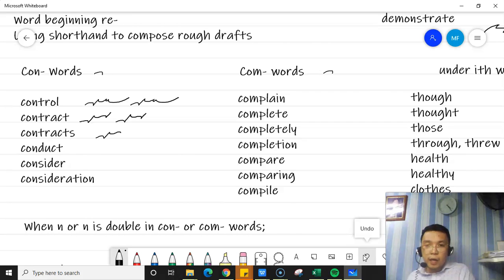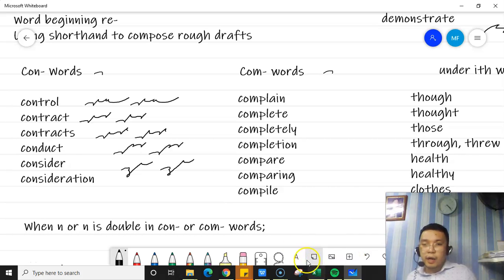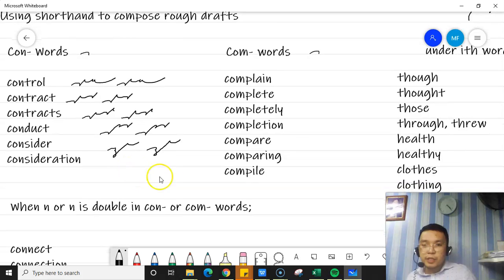Con, TRKTS, contracts. How about the conduct? We have the DUKT, conduct. Okay, consider. Con, comma, SEVR, consider. Let me have it again. Con, comma, S-E-V-R, consider. How about the word consideration?